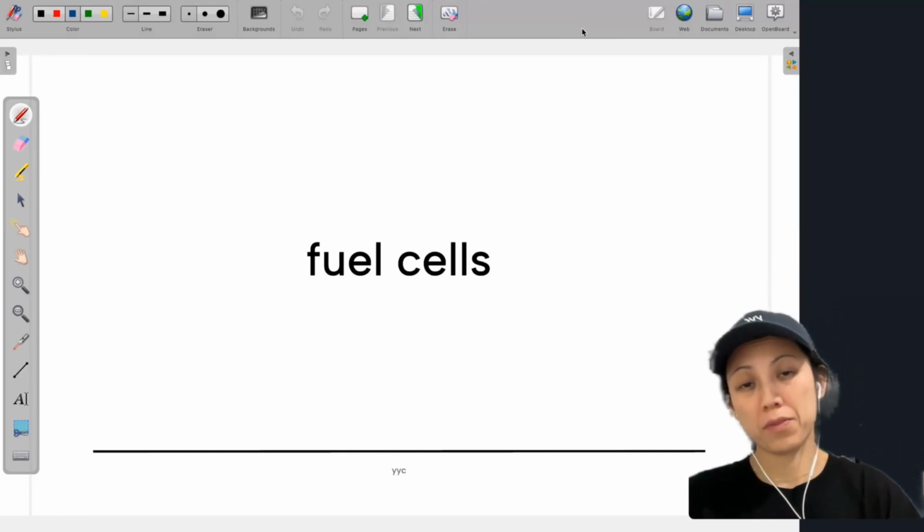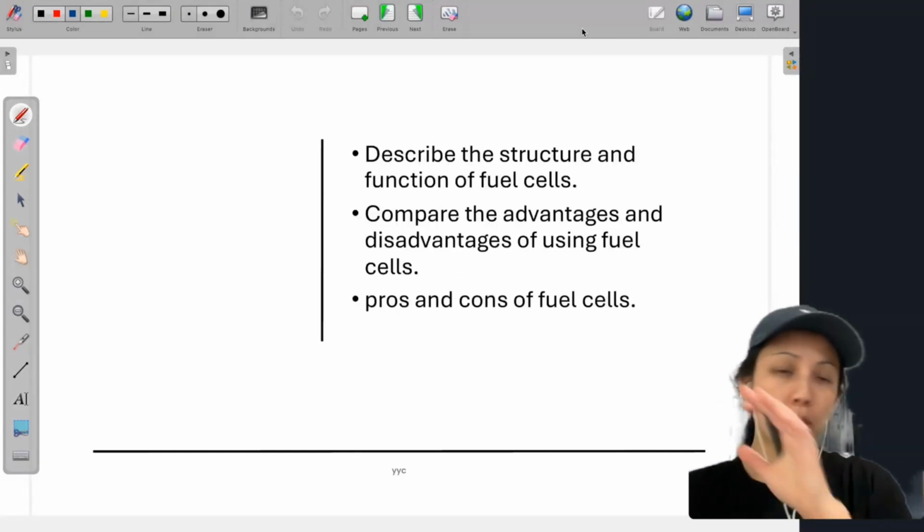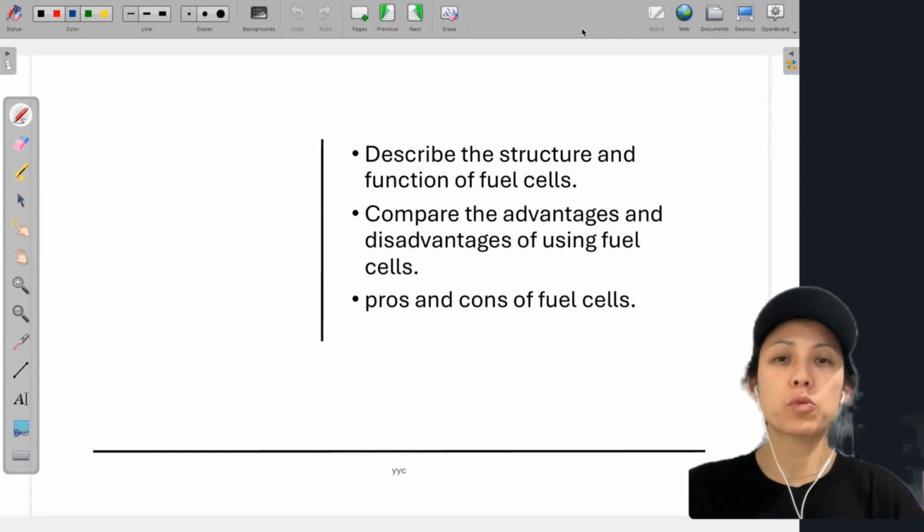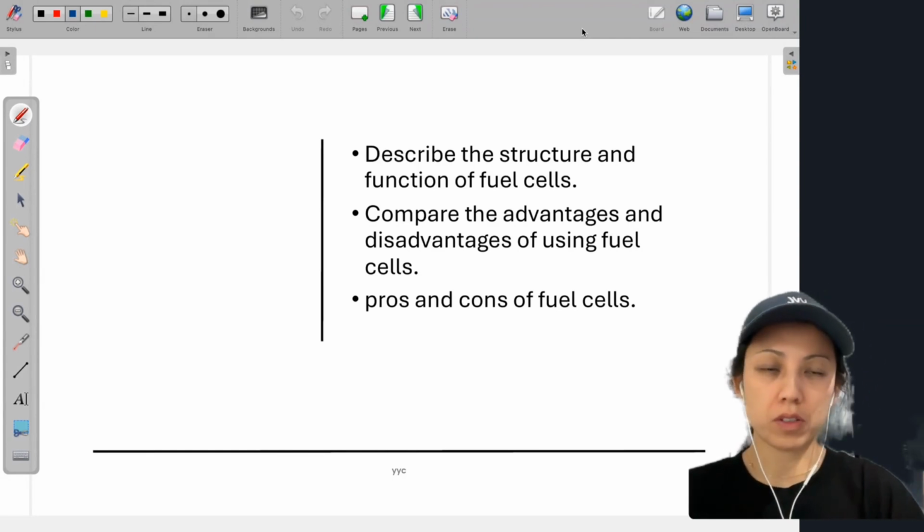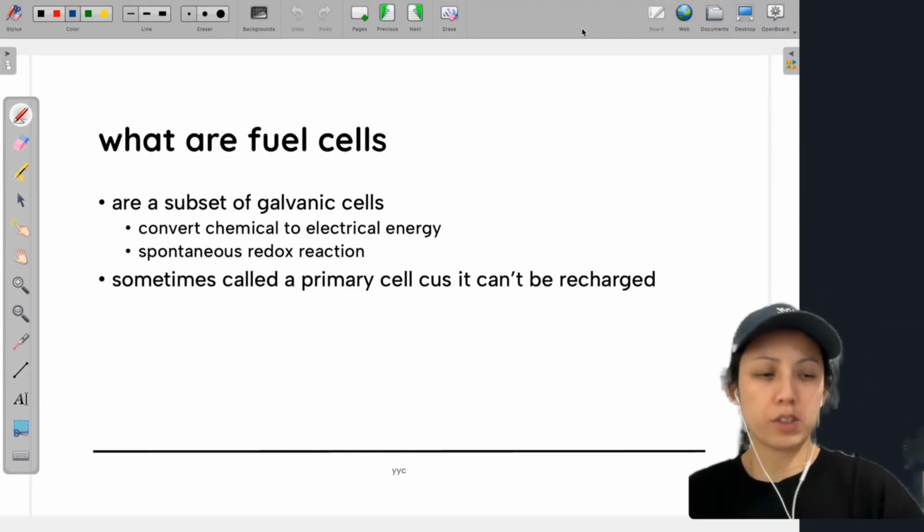Today we're going to talk about fuel cells. So we're going to describe some fuel cells, what they look like, we'll compare them and see what the pros and cons are about using fuel cells. So what are fuel cells?